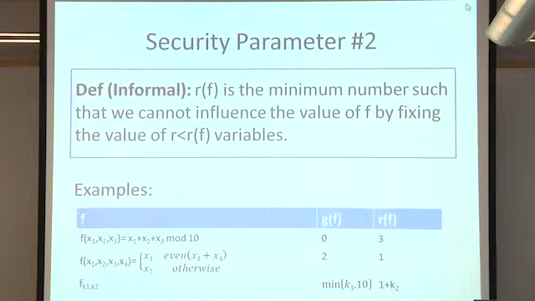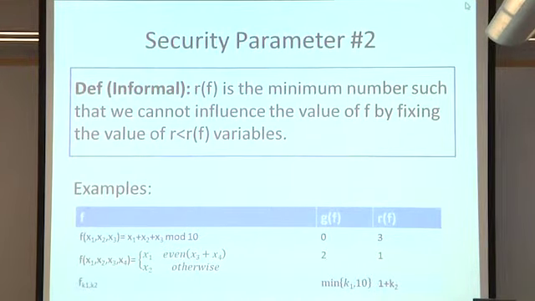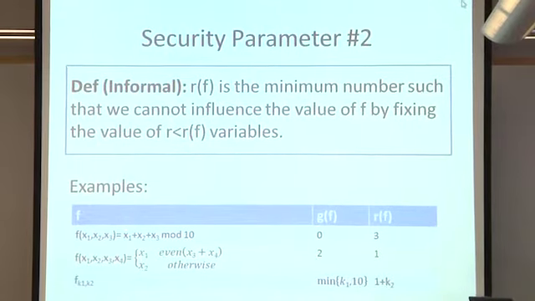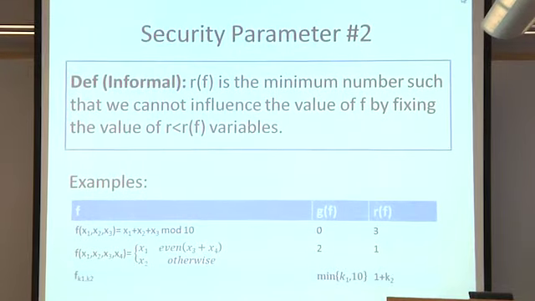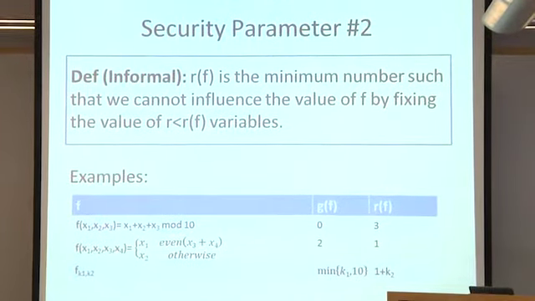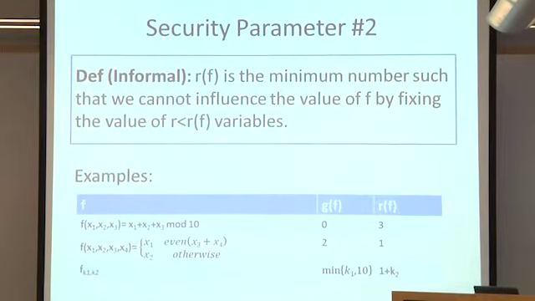Okay, our second security parameter is R of f, which is the minimum number of input variables that we need to fix to influence the output of f. So for example, let's suppose that f is again the sum x1 plus x2 plus x3. Well, in this case, if there exists a variable that we don't fix, let's say we don't fix x1, then the output of this function is still randomly distributed over the range 0 to 9. So in this case, R of f is 3. We need to fix all of our inputs before we influence the output of our function.